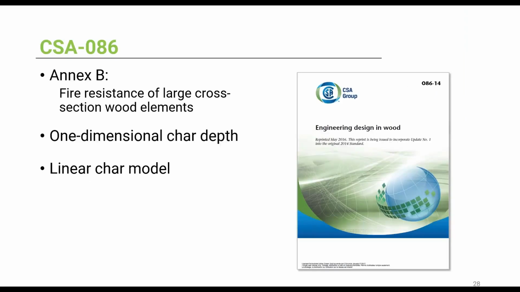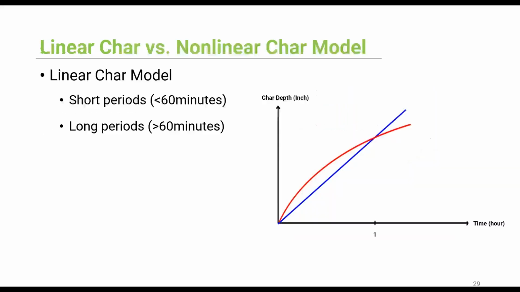So if you go to Annex B of the CSA 086 for the Canadian codes, you can see that it provides a one-dimensional char depth, and it's using a linear char model. And what do we mean by a linear char model? From the many experiments that were done, it was concluded that the charring of the wood is actually nonlinear. So over time, the char acts as an insulating layer and prevents the wood from further burning.